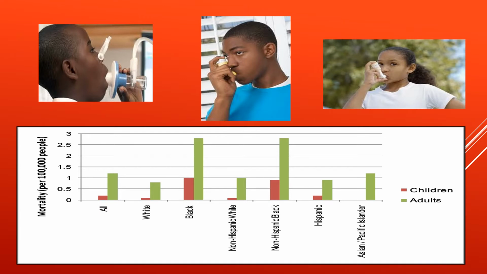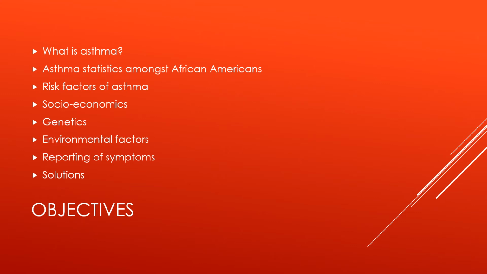The objectives of today's presentation are, number one, I'm going to explain exactly what asthma is. Then I'm going to go into some statistics, especially the statistics amongst African Americans. I'm going to talk about risk factors for asthma, and how socioeconomics impacts asthma mortality. I'll get a little bit more into genetics and talk about environmental factors. And this is kind of odd, but when people report symptoms of asthma, there's actually differences in the way people report symptoms. And then I'm going to talk about some solutions.